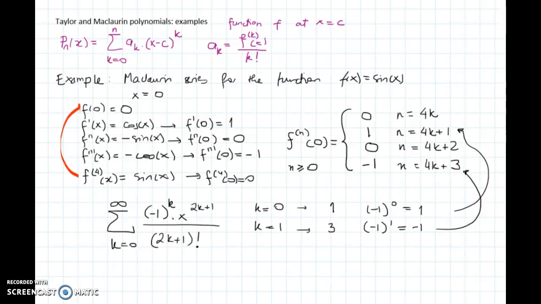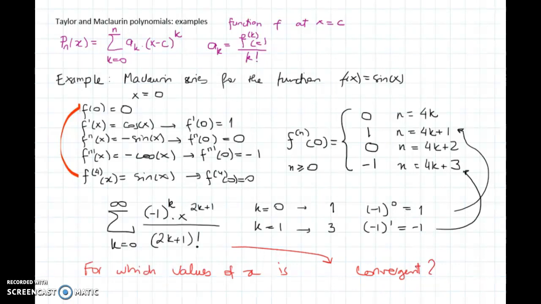Now, the question that is left for you is to check for which values of x this series is convergent. You should try this, and then you can go to your formula booklet and check that the series is actually there.